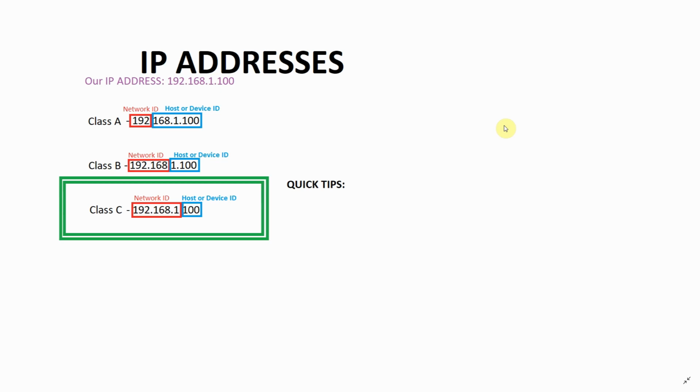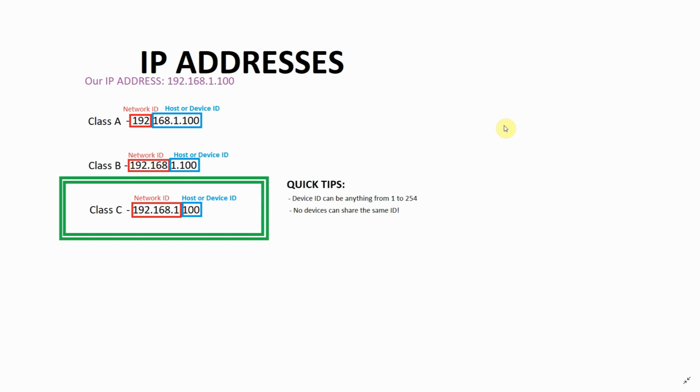Okay, and some quick tips when it comes to this. Your device ID can be anything from 1 to 254. The reason for that is because if you start going above, like 258 or 300, when it comes to binary, you're going to need to add a 9th binary digit. And you can only have 8 binary digits. It's an octet. Okay?